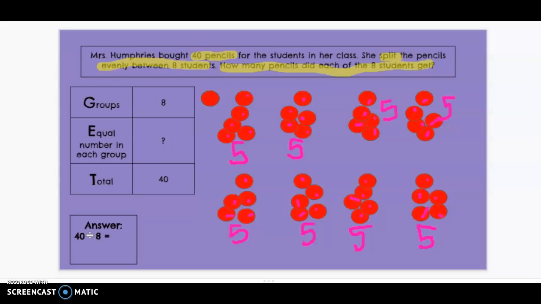So each student got how many pencils? Each student got, good job, 5 pencils. So 40 divided by 8 equals 5.